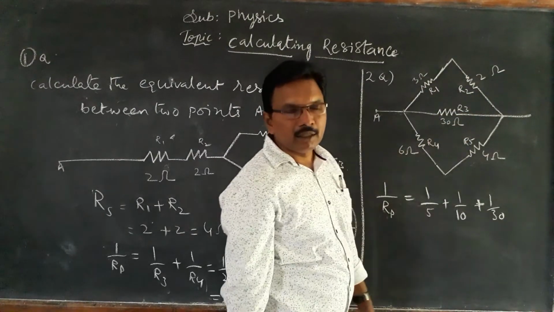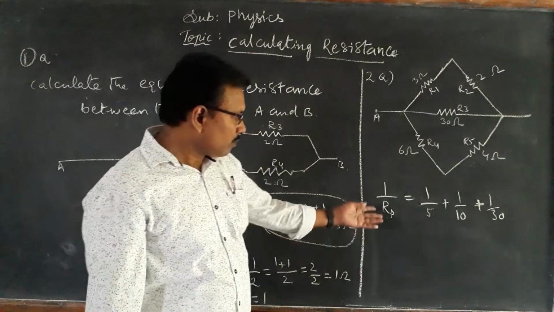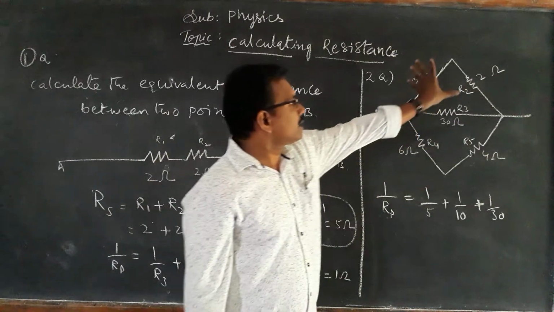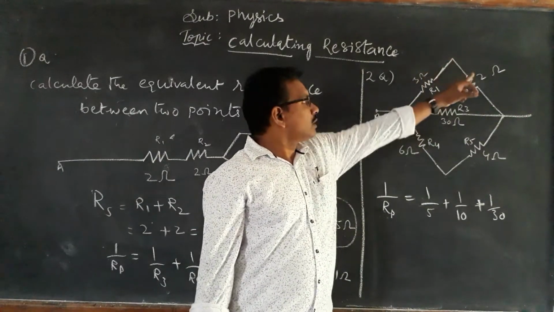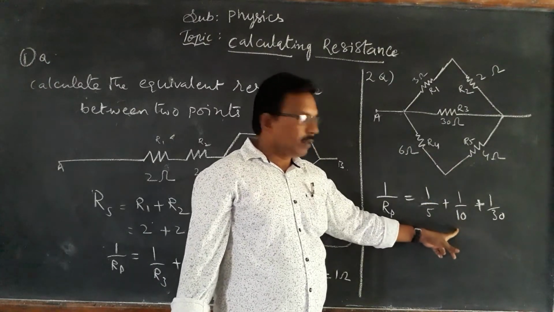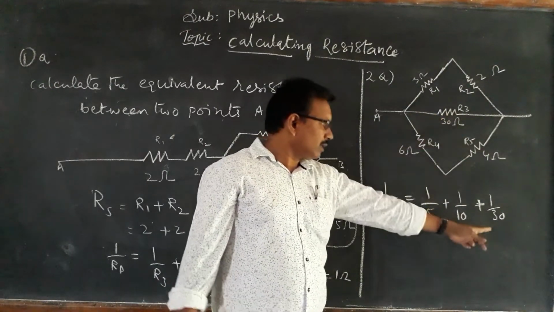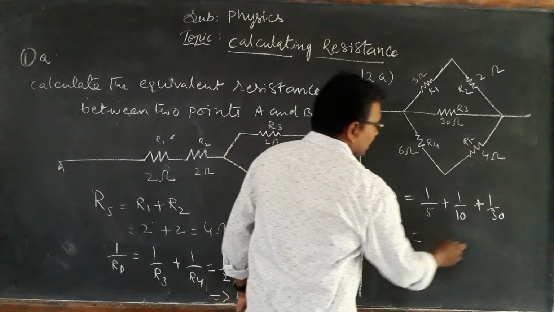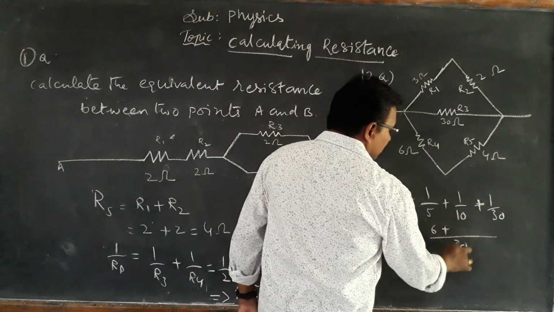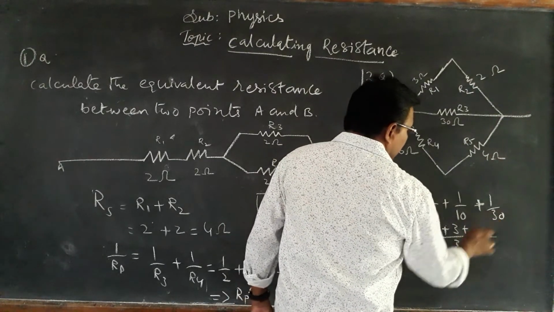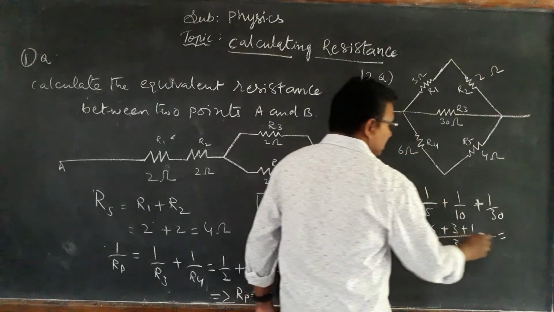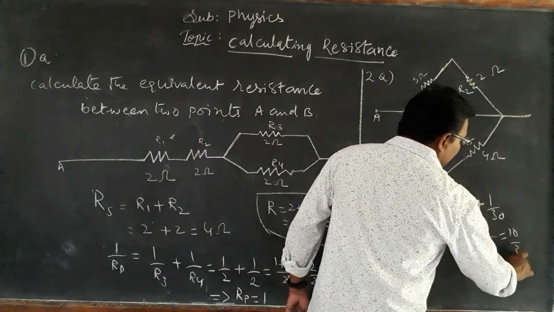So for a parallel connection, when resistors are parallel, what is the formula? 1 by Rp is equal to 1 by R1 plus 1 by R2 plus 1 by R3. Take this as R1, the total, 3 plus 2. Take this as R2, 1 by 10, and this one, only a single one, 1 by 30. Now what is the LCM? 30 is the LCM. 5 six times is 30, 10 three times, 30 one time. Now how much is the simplification? 6 plus 4, 10 by 30.